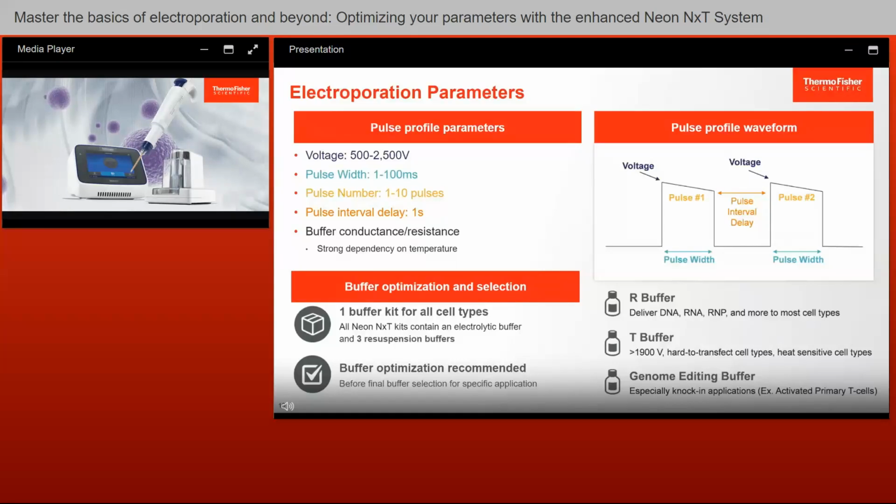T buffer, though, is designed for hard-to-transfect cell types, specifically those that need higher voltage or are more heat-sensitive. Finally, the Neon NxT electroporation kits also contain genome editing buffer, GE buffer, which can enhance genome editing efficiencies, especially for knock-in efficiencies. We have observed this for several cell types, including activated primary T cells.